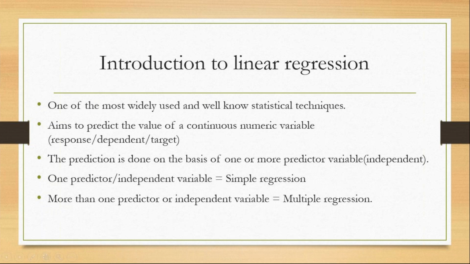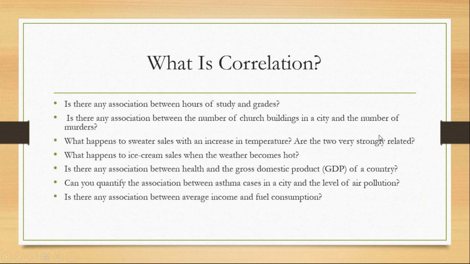These are a few terminologies. If I have only one x variable, or predictor variable, it will be a simple linear regression. Otherwise, if I have more than one predictor variable, or independent variable, so my x variables are more than one, then it will be my multiple regression. So just easy to understand.